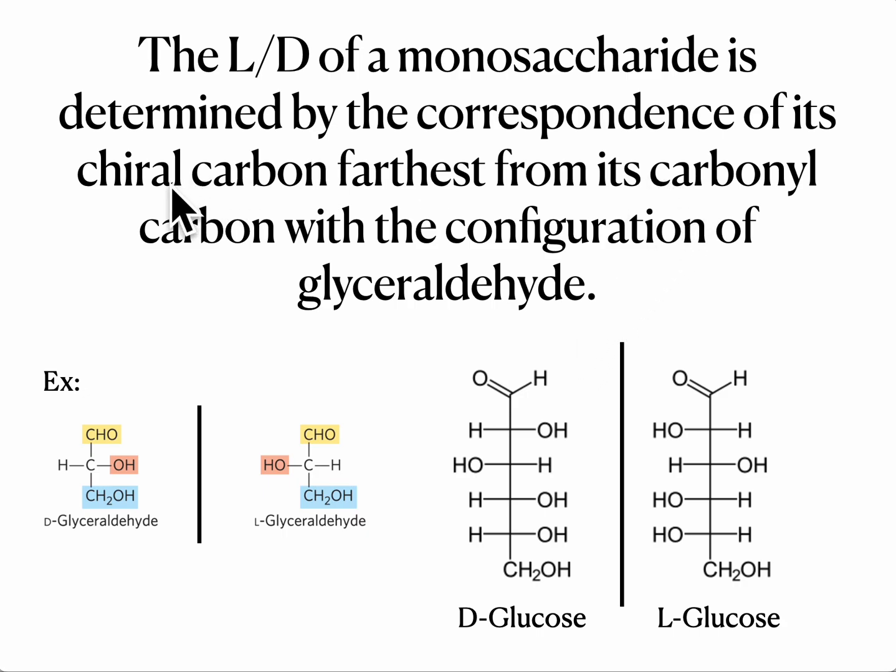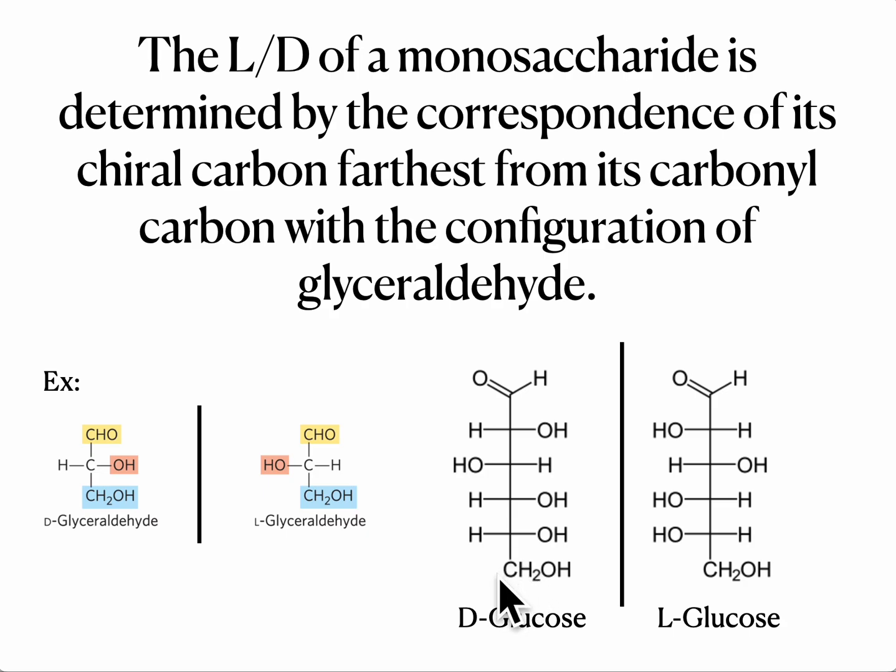This sentence is very long and complicated, so let's parse it. The chiral carbon farthest from its carbonyl carbon. First, let's identify the carbonyl carbon. By the way, let's pretend that you don't have the answer given already. So we're trying to determine the isomer of this glucose molecule without knowing it. Let's first find the carbonyl carbon, which will be here, because it's the carbon that's double bonded to an oxygen. Then we have to find the farthest chiral carbon. Is it this one? No, it's chiral, but it's not the farthest. Not this one either, not this one. It is this one.